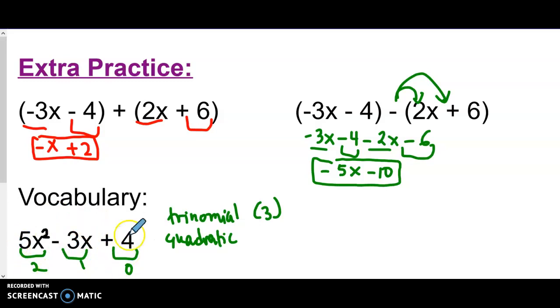So when you're talking about the degree of the whole, the biggest exponent of each term, of the terms, gives you the degree. Remember, we're not adding them. So because the biggest exponent is 2, it's quadratic. What else? The leading coefficient is 5, the number in front of the variable with the biggest exponent, and the constant, the number by itself, is 4.